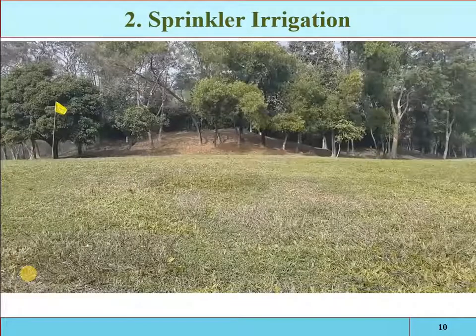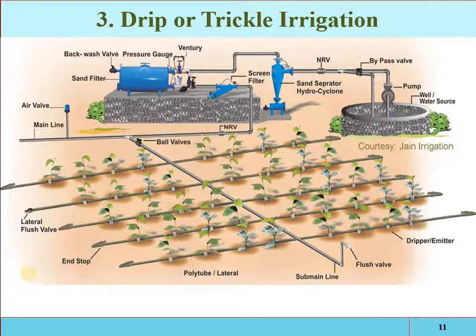Now we have another irrigation method, that is called the drip or trickle irrigation. Again there is some limitation of the sprinkler irrigation system. There are still evaporation losses. Still the efficiency is 70 to 80%, so we can improve the efficiency of the system. In this method, the water is directly applied into the root zone, so the evaporation losses or the application losses are further reduced. So this one is more efficient than the sprinkler irrigation system.